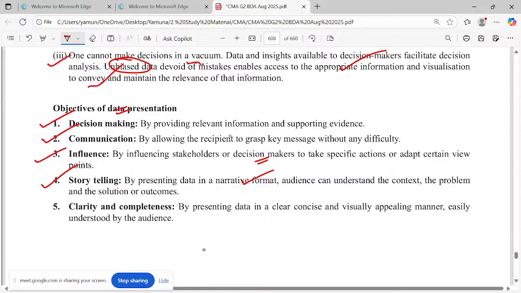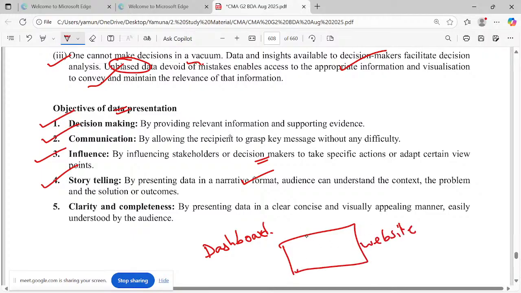See dashboards. You know what a dashboard is, right? A dashboard is something where you can get everything on a single page. For example, if you go to a website, you can get all the data on a single website. That can be a dashboard page. We call that the home page in websites.